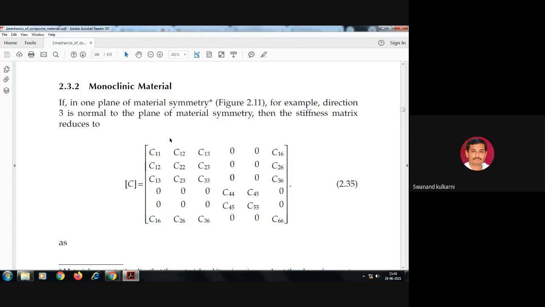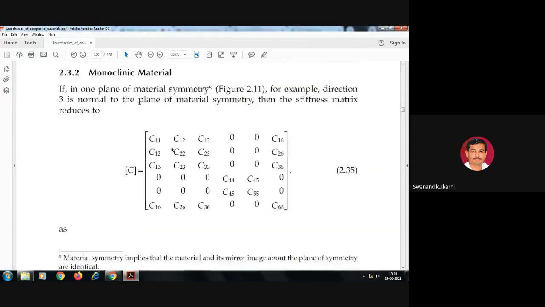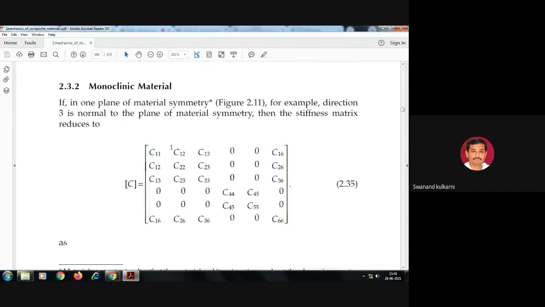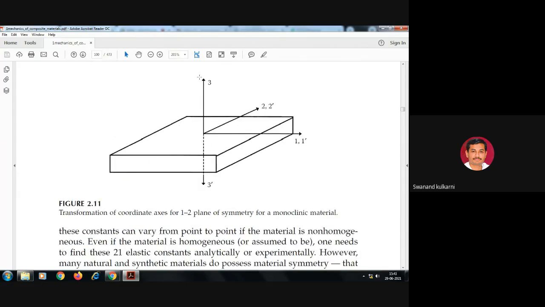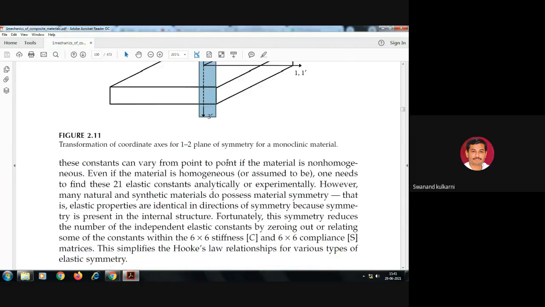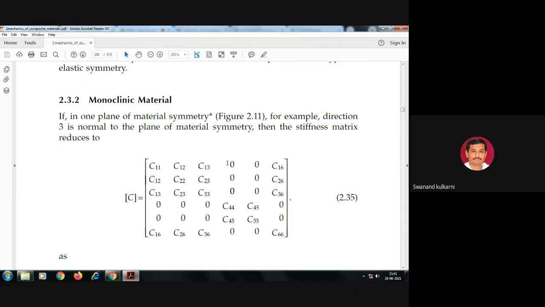Now, as far as this anisotropic material is concerned, we are moving further to the monoclinic material. So, if there is one plane of material symmetry, see here, this is a monoclinic material. How is monoclinic material defined? One plane of material symmetry. Direction 3 is normal to the plane of material symmetry, then the stiffness matrix reduces.